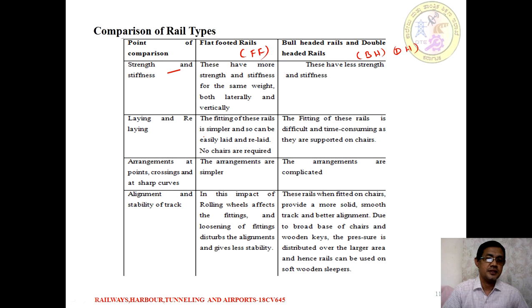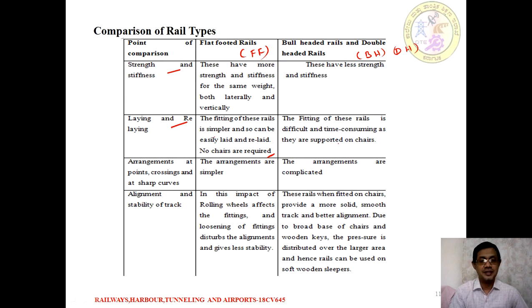The next parameter is laying and relaying. As we know, laying is when you fix the rail over the sleeper for the first time, and relaying is when it is used again for the maintenance part. In the flat-footed rail, the fittings are so simple that it can be easily laid and relaid, and no chairs are required. That is the speciality of the flat-footed rail.